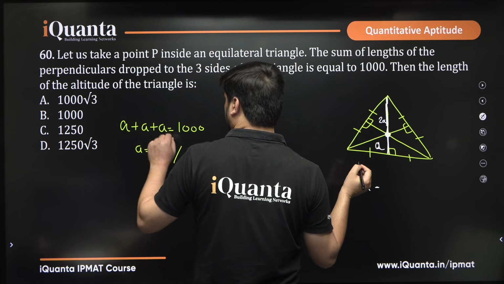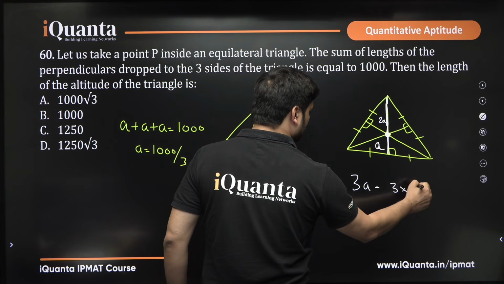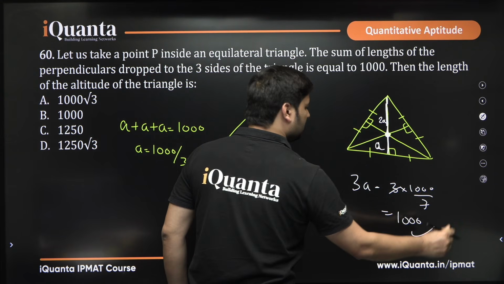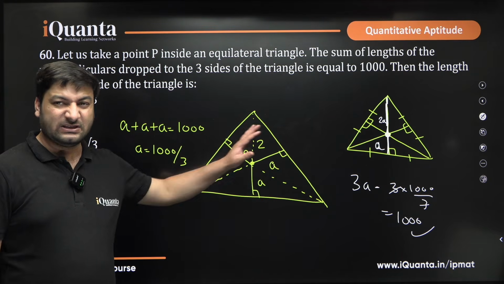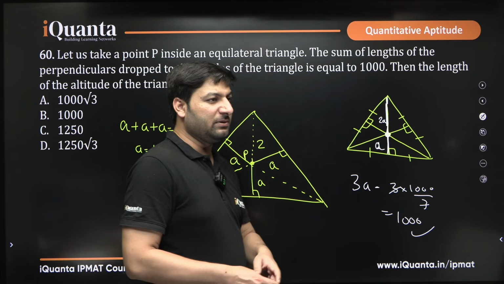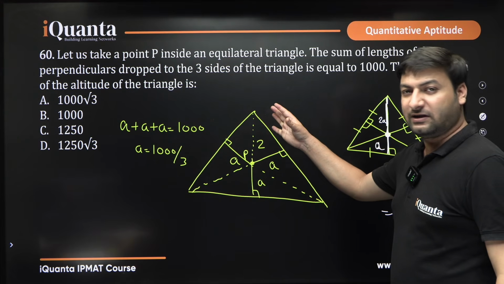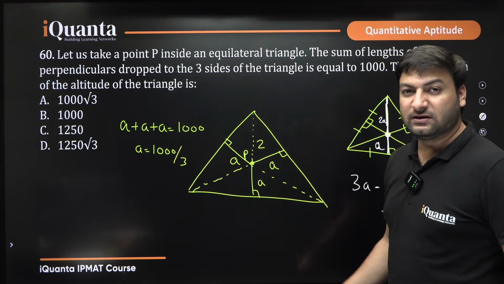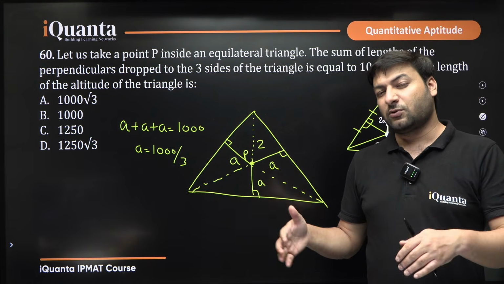You just got A as 1000 by 3, so 3 into 1000 by 3, this cancels, you get 1000. 1000 is your answer. So I hope this is clear. This is possible because it is a perfectly symmetrical case, okay. Many of you might be thinking we could have taken this point P over here. So let me tell you there is a proper theorem around this, okay.